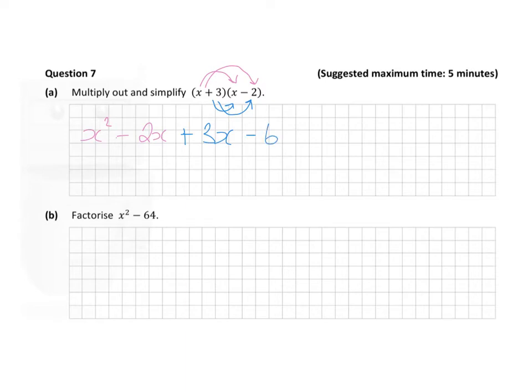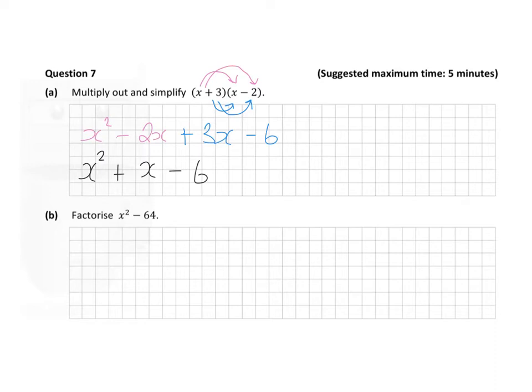Okay, so what we're looking at now is we're going to simplify. So we leave our x squared the way it is. This just becomes x then, so plus x, because 3 take away 2 is 1, and -6.